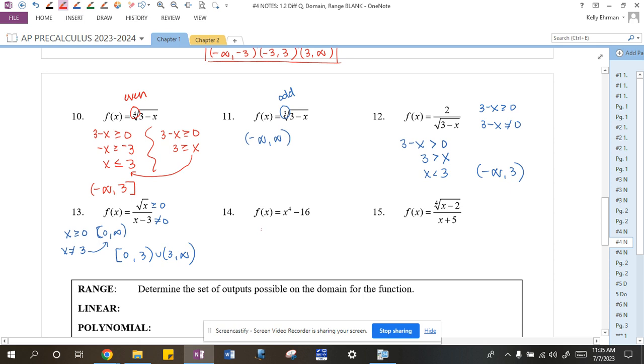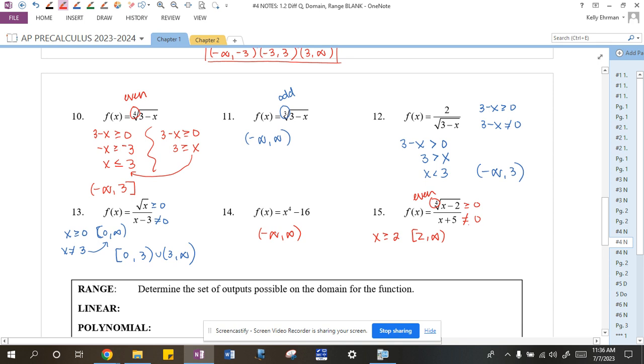4 is polynomial, all real numbers, no radicals, no fractions, no issues. 15 is an even root, so we have to make sure x minus 2 stays greater than or equal to 0, and it has a denominator with a variable in it, so we've got to make sure that x plus 5 is not equal to 0. So from here, x needs to stay greater than or equal to 2, so 2 to infinity.